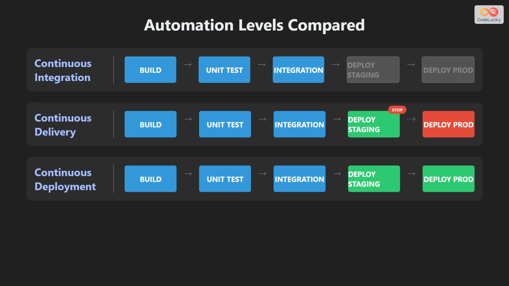Visualizing the pipeline helps distinguish the boundaries. Continuous integration covers the build and unit test phases. Continuous delivery takes it further to integration tests and staging, but stops before production. Continuous deployment goes the full distance, connecting every step from code commit to live production without interruption.